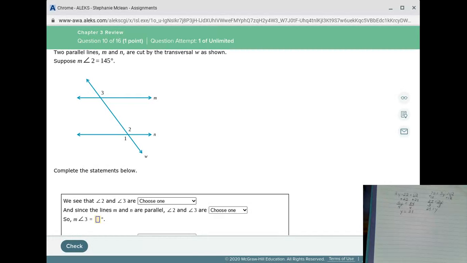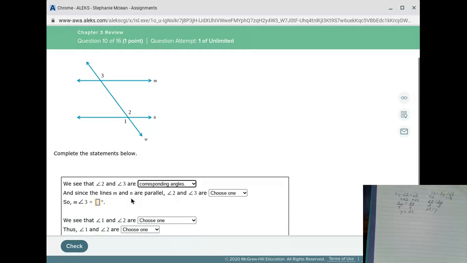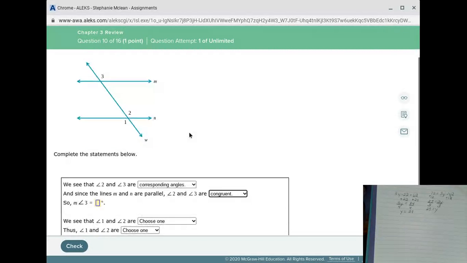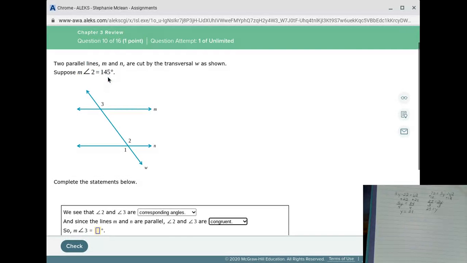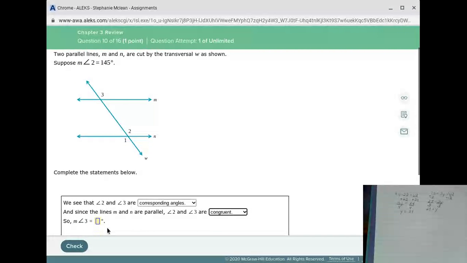They're corresponding angles because if I took this line and laid it on top of this line N, they would be right on top of each other. And since the lines M and N are parallel, angle 2 and angle 3 are congruent. So if they're congruent, they tell us the measure of angle 2 is 145 degrees. Therefore, the measure of angle 3 has to be the same as the measure of angle 2, which is 145.